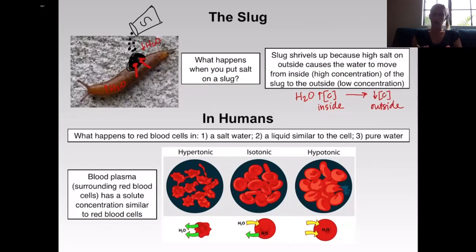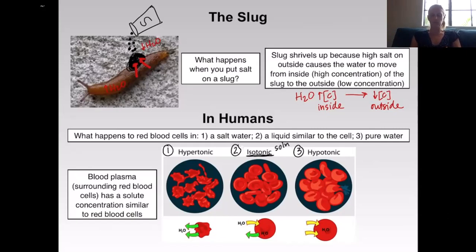An example that we're going to talk about quite a bit in this class are red blood cells, all right, floating around in our blood. And we're going to look at red blood cells in salt water, in blood plasma, and in pure water, all right? So we have these 1, 2, 3. So here's our number 1 case, our number 2 case, and our number 3 case. So it turns out that blood plasma, kind of the fluid surrounding blood cells, has a solute concentration similar to the red blood cells. So that is called an isotonic solution, right?